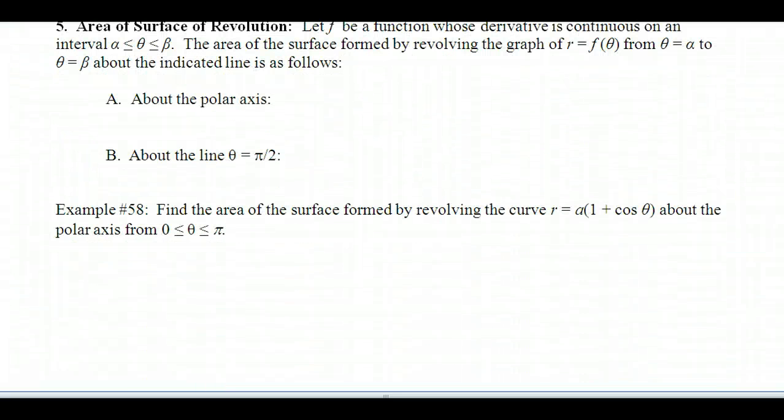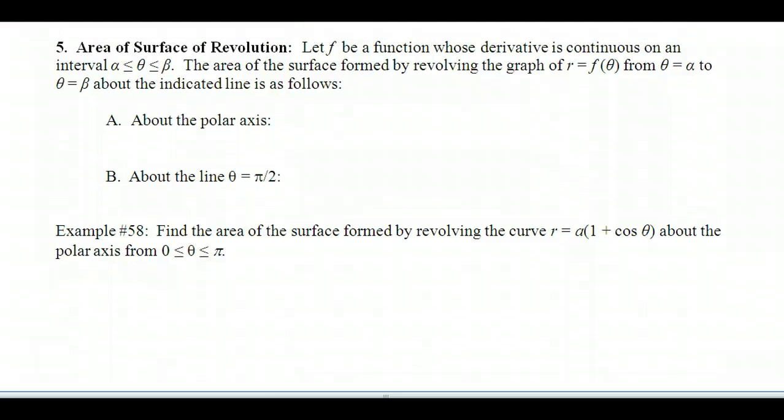The last thing, area of surface of revolution. Again, we have a function. Our derivative is continuous on our interval from alpha to beta. The area of the surface formed by revolving the graph of our polar equation from alpha to beta about our indicated lines are as follows. So if we rotate about our polar axis, well, we know our polar axis is our x-axis. Area of surface of revolution. We still have that 2 pi, which we've had for all of them. So nothing changes there. It's alpha to beta.